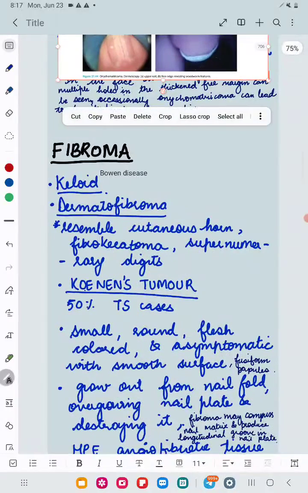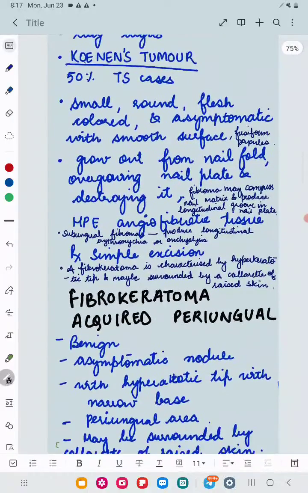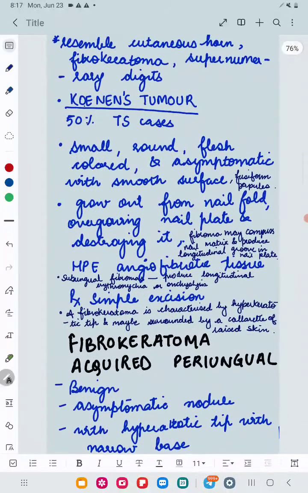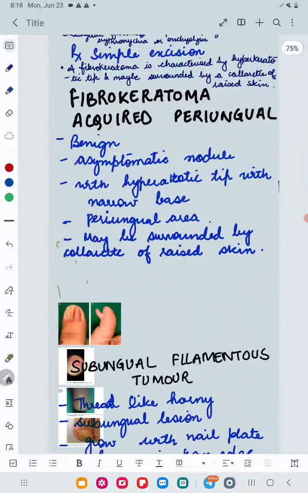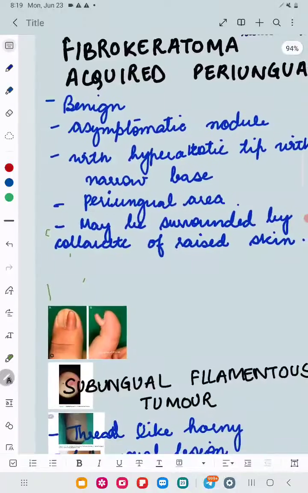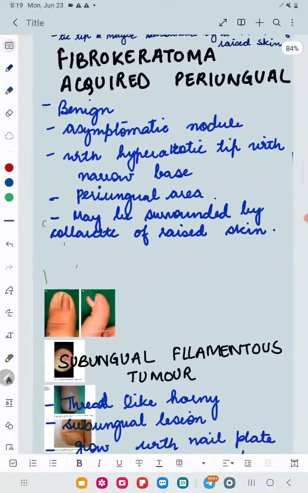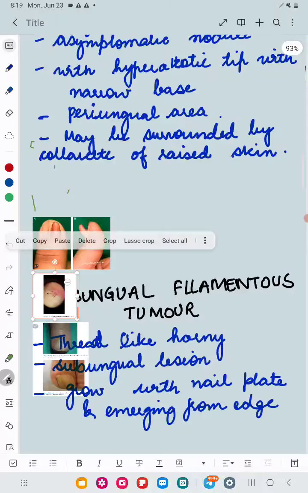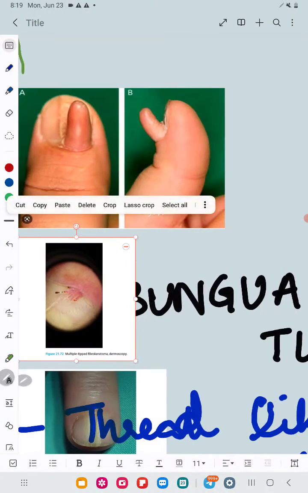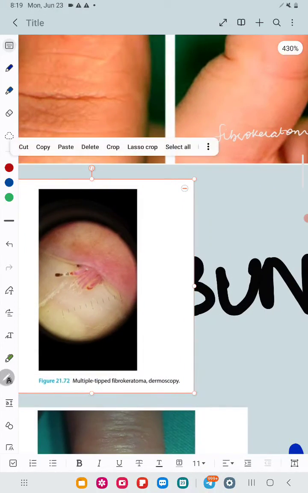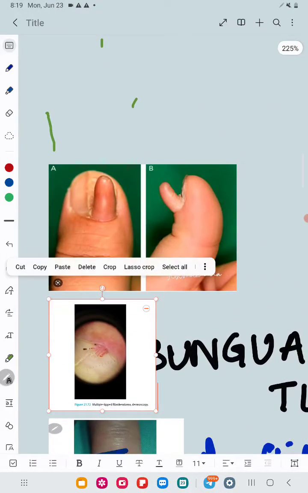Now fibromas can be seen in keloid, dermatofibroma. Koenen's tumor is seen in tuberous sclerosis. Now this is what a fibrokeratoma looks like. Basically it is a benign tumor, asymptomatic nodule with hyperkeratotic tip and narrow base. It is asymptomatic only, it is seen in periungual area, and on dermoscopy multiple tipped fibrokeratoma can look like this. Otherwise also fibrokeratoma can look like this.